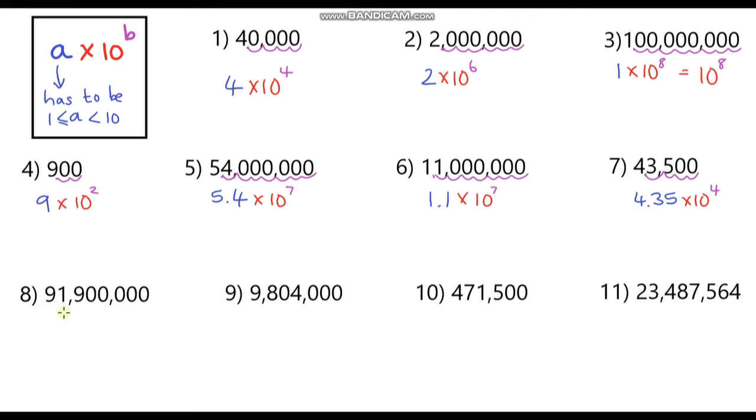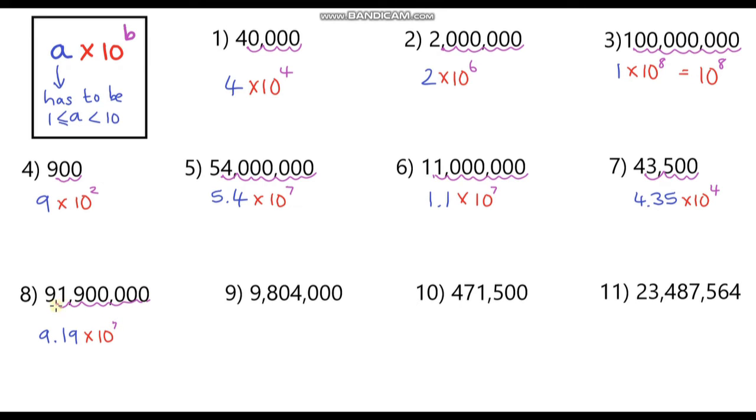So the next one is 91,900,000. So if we use all of the non-zero digits, our base number is going to be 9.19. And then we're going to multiply it by 10. The page is looking quite pretty at the moment with all of these colours. So let's put our decimal point in. So 1, 2, 3, 4, 5, 6, 7. 10 to the power 7.